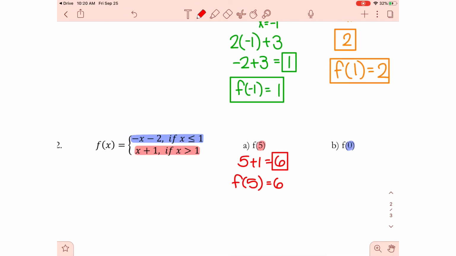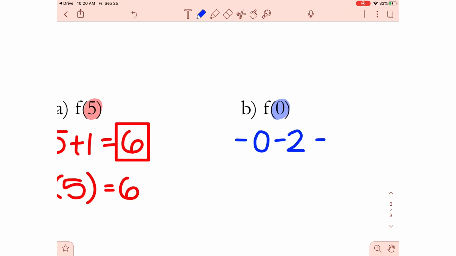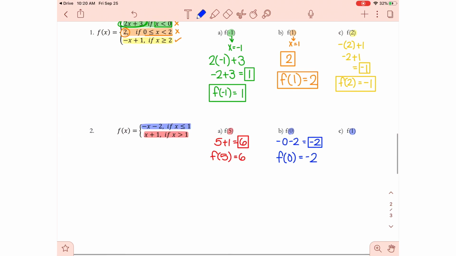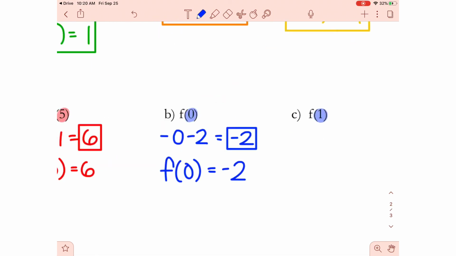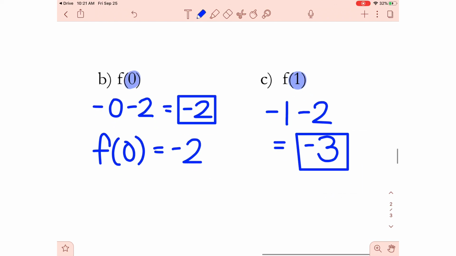Okay, next one, f of 0 goes into the blue. So we plug into the blue equation. -0 minus 2. Well, -0 is just 0, minus 2 is -2. So we get f of 0 equals -2. Beautiful. Last one. The 1 goes into the blue. So we get -1 minus 2, which is -3. Oops. All right, so my answer is f of 1 equals -3.